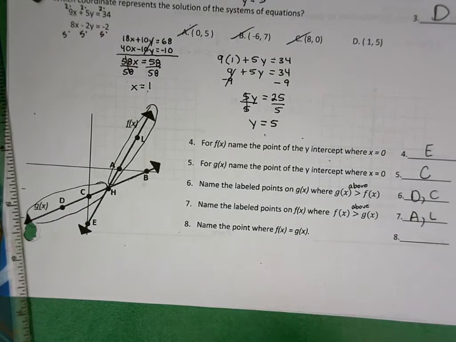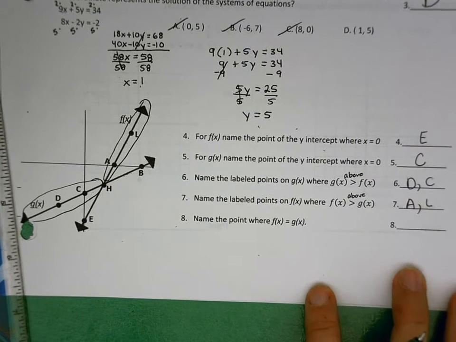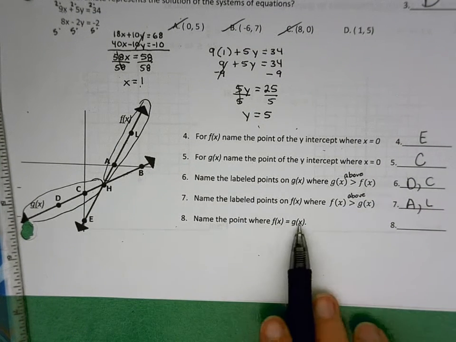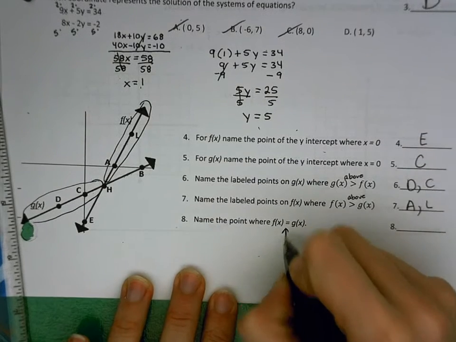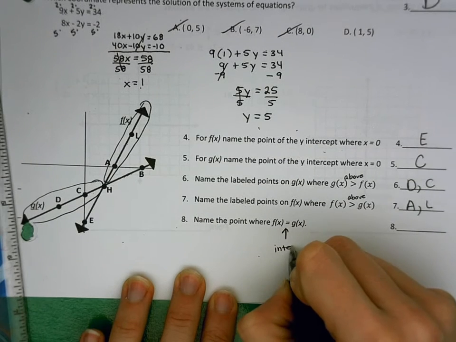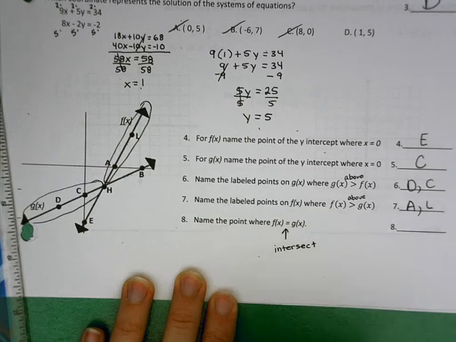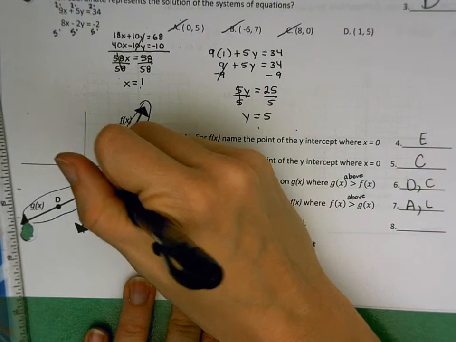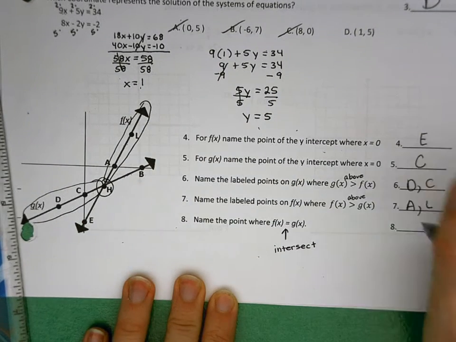Okay, last one. Name the point where f of x equals g of x. If f of x equals g of x, they've got to intersect. That's what that equals means. Where do they intersect? Where do they touch? Well, f of x touches g of x here at H.